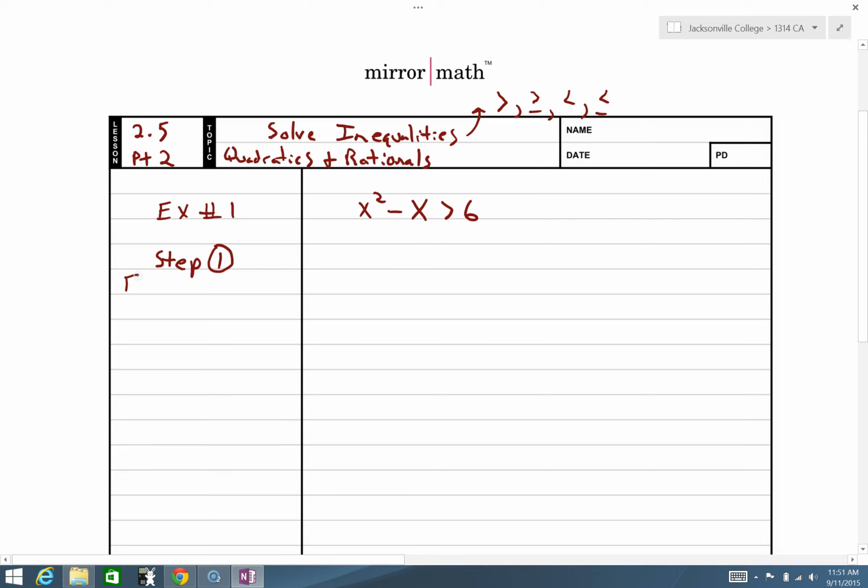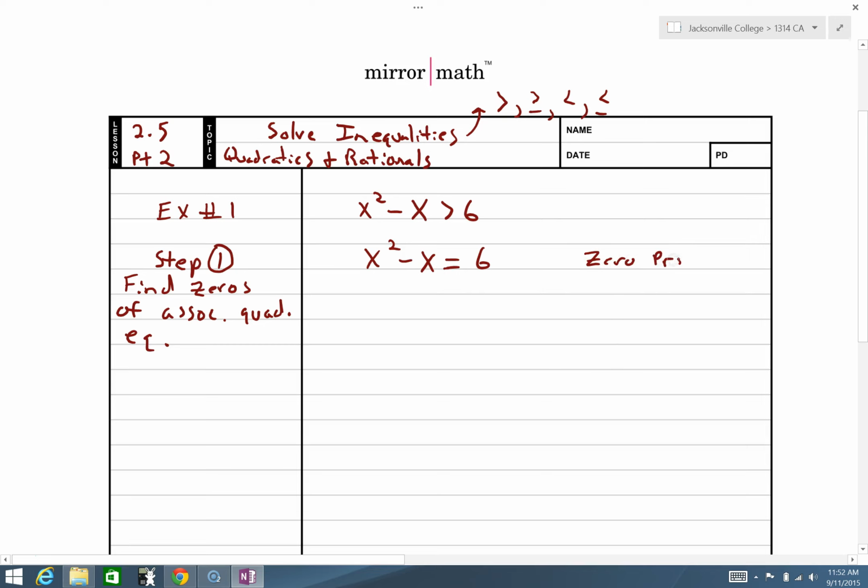Find the zeros of the associated quadratic equation. What I'm saying is we're going to change this greater than to an equal to. All right, and we are going to find what the zeros are. That is, we're going to solve this equation. All right, and to solve this equation, we'll use the zero product property.